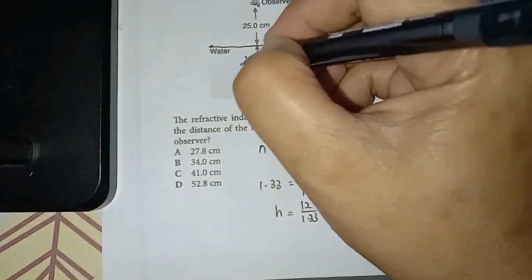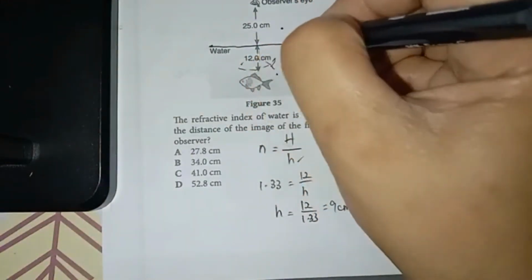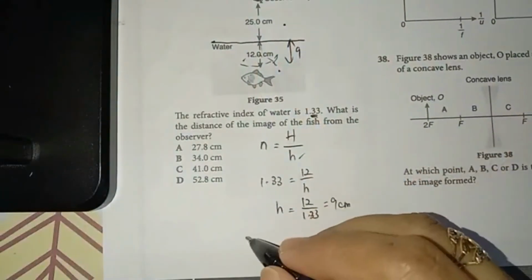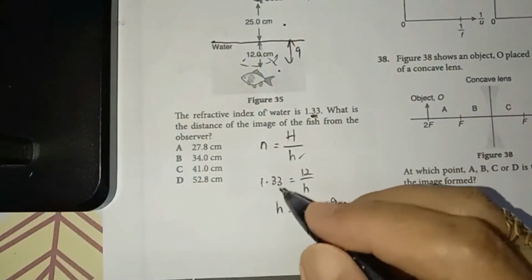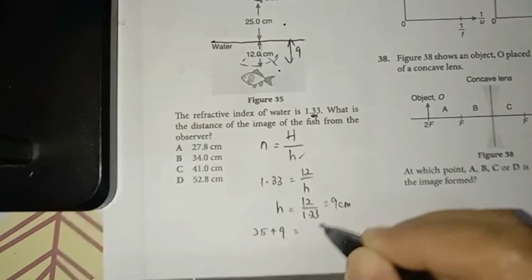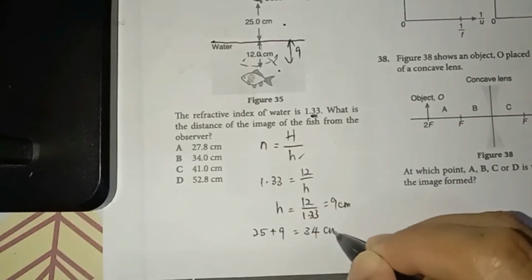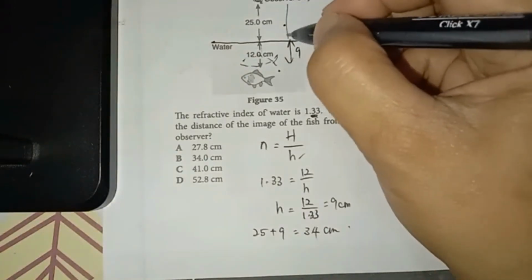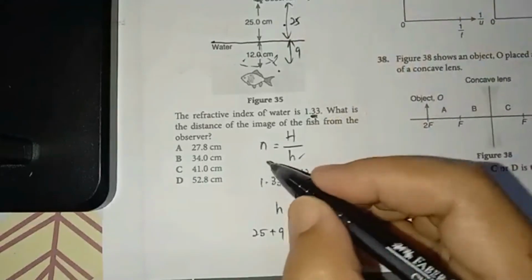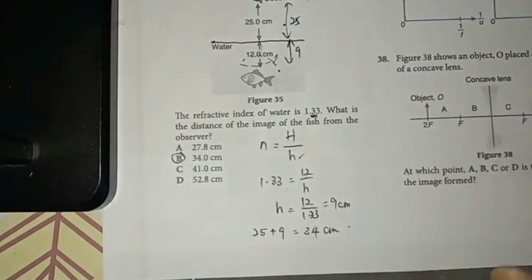So meaning the image is somewhere here. Distance is 9 cm. Okay. So now the distance between the image and the person is 25 plus 9. So we get 34 cm. So 25 plus 9, okay, so we get 34.